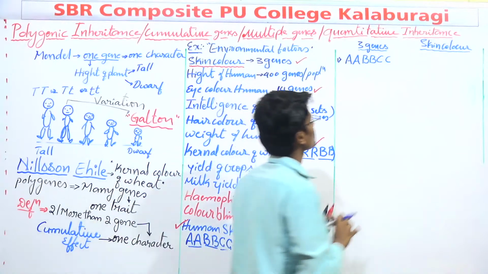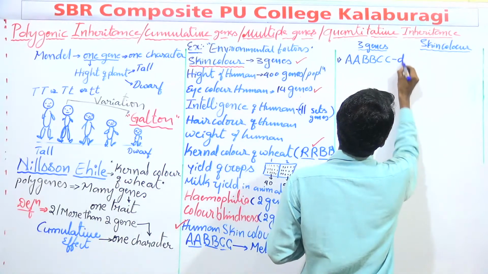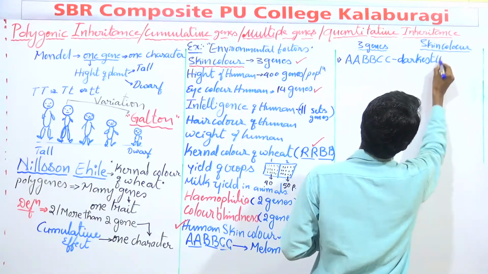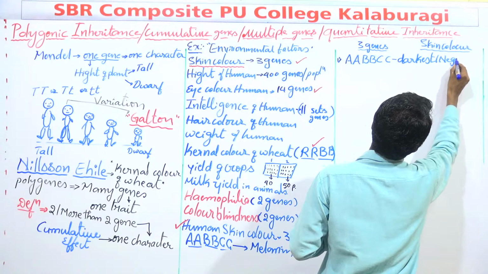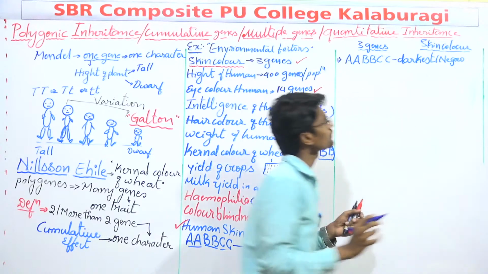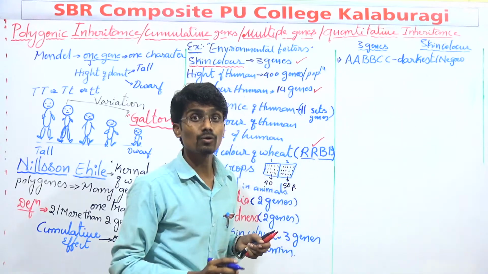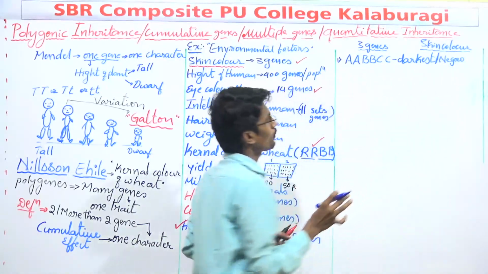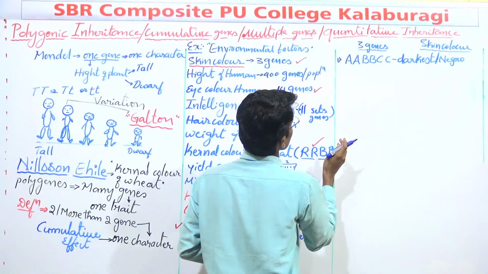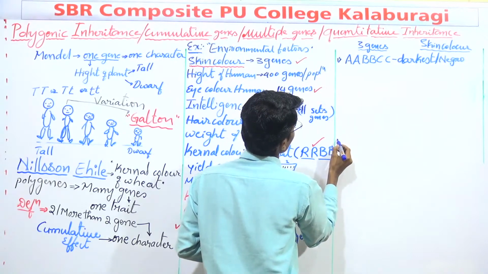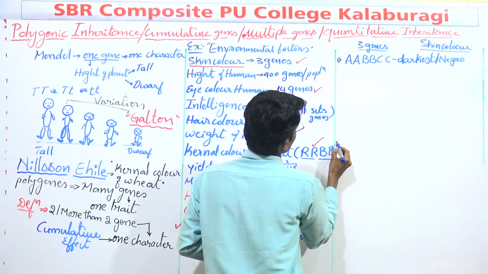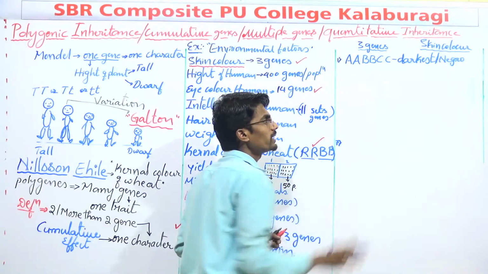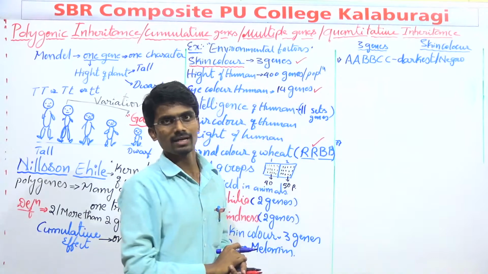In NCERT, this is given as the darkest skin color. They are known as Negroes. This is one possibility. If all are dominant, the skin color becomes darkest. And next, you can take another possibility.